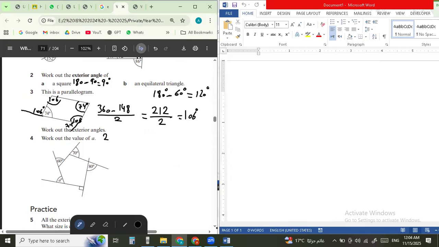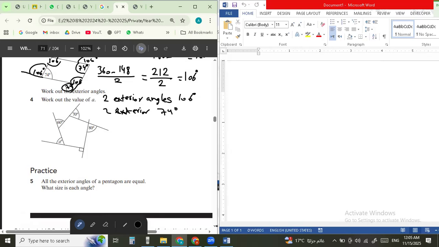I got two exterior angles with 106 degrees, two interior angles of 74 degrees, two exterior angles of 74 degrees. This is 106, and this is going to give me also 106. This is 74, and the other is also going to give me 74.